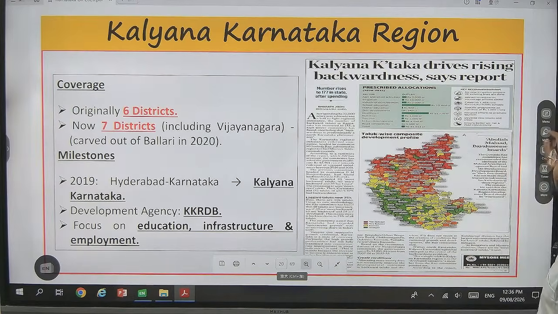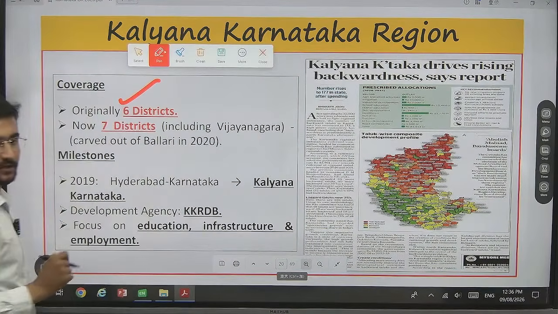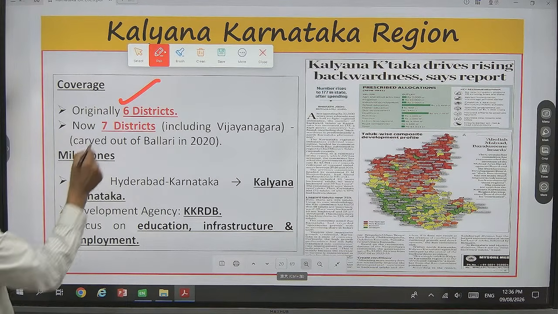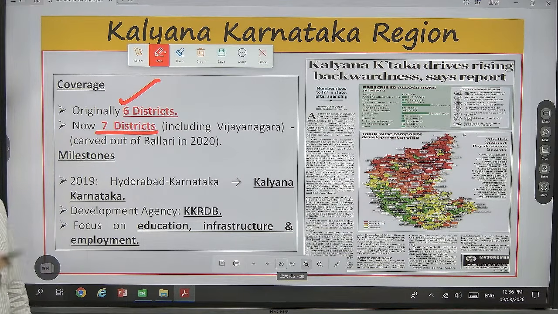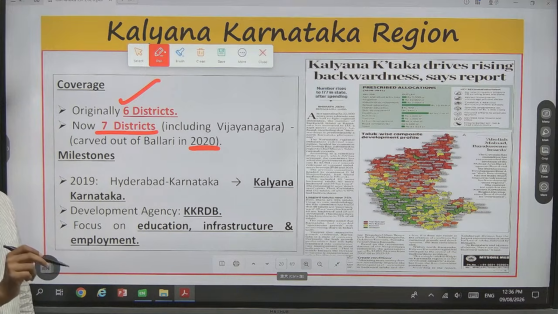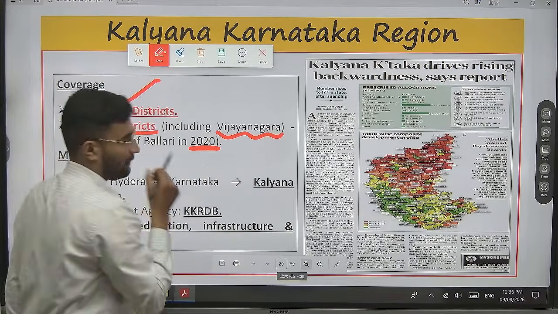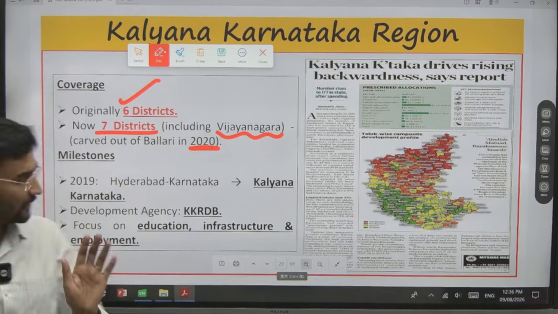When it comes to the Kalyana Karnataka region, originally how many districts were there? There were 6 districts. There is an addition of what? 1 addition, and that 1 addition I already said. When was it added? It was notified in 2020, and in 21 we have implemented it, and that we call Vijayanagar. That one we call Vijayanagar, that you should be aware.